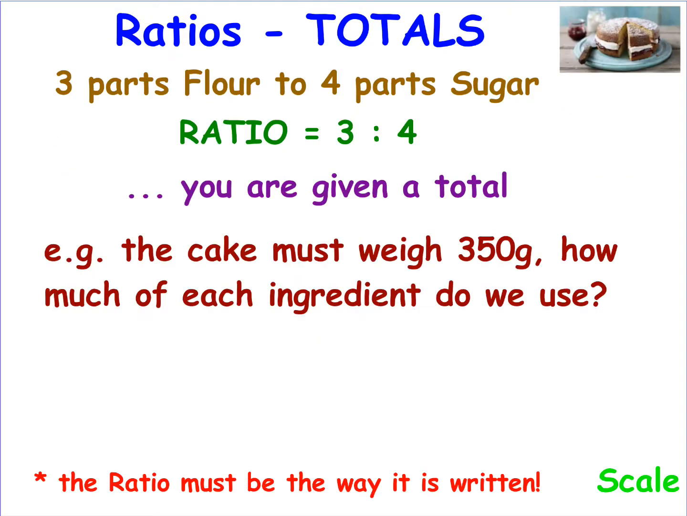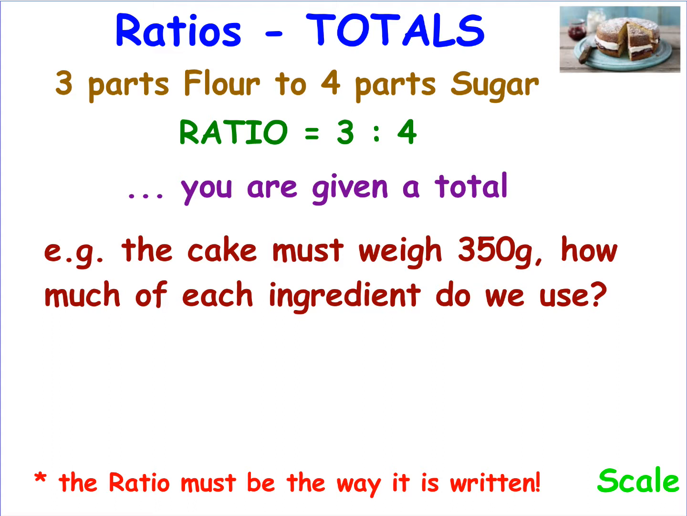Okay, let's have a look at our two basic ratio calculations. The first one is what we call ratio totals questions. This is where you're given the total of something and you have to divide it between our two ratios.